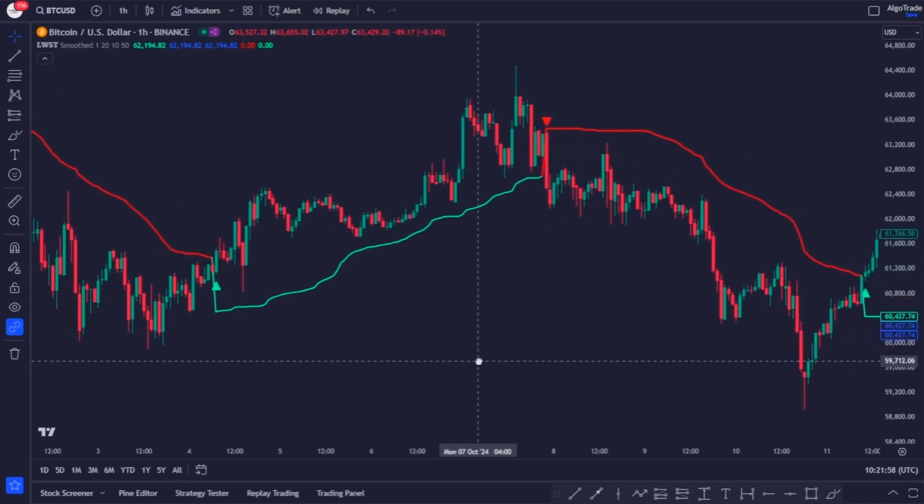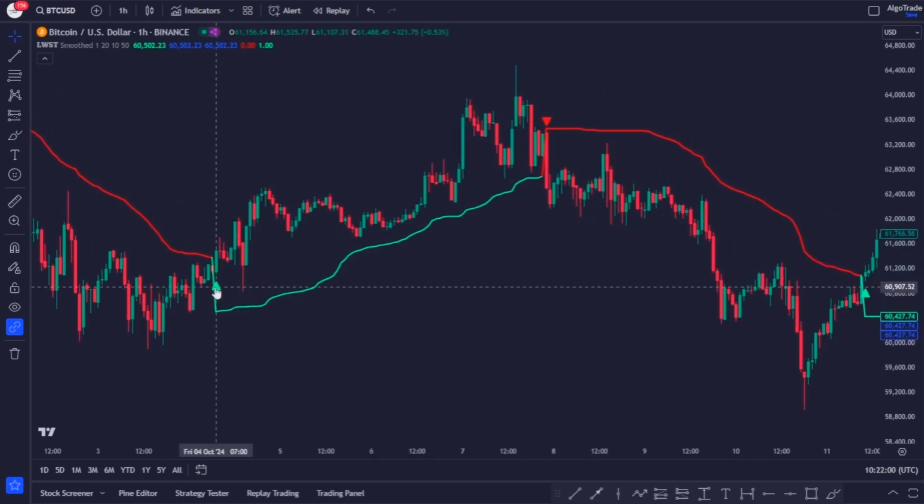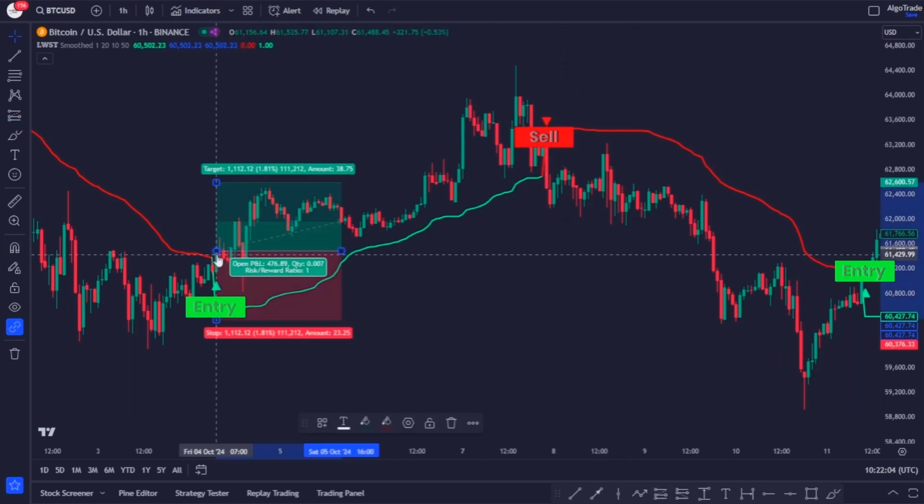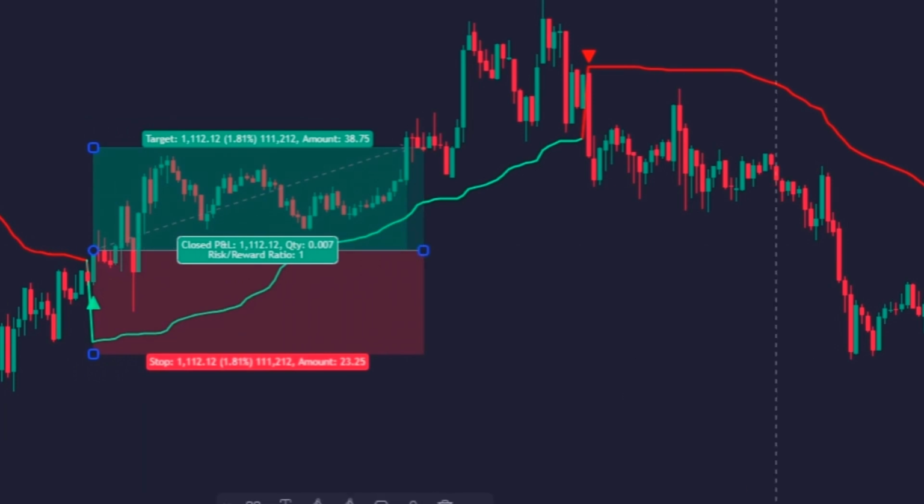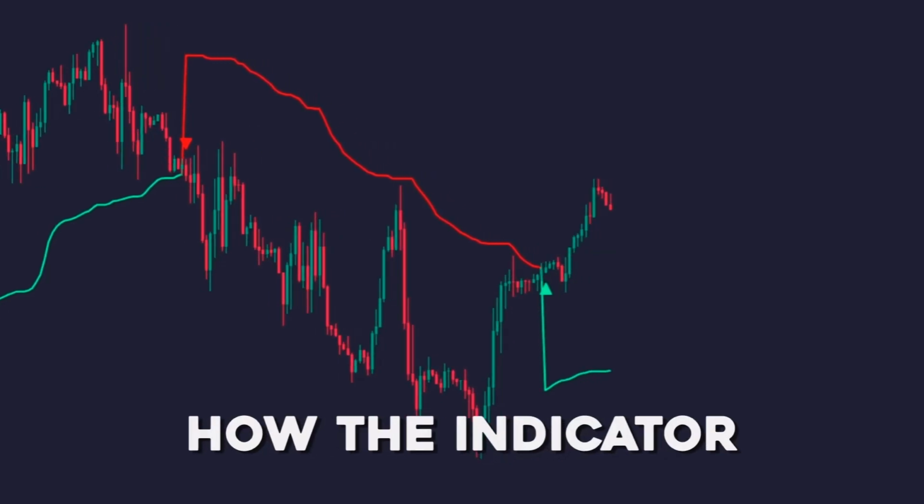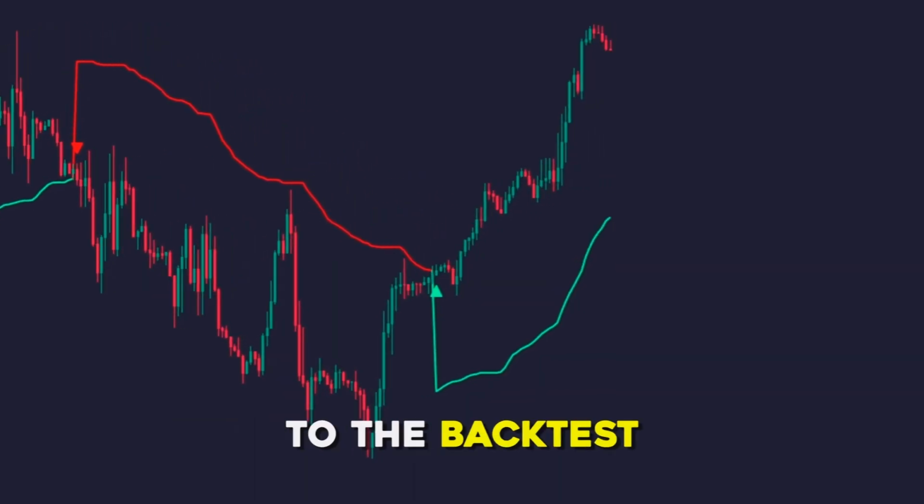This chart indicator is very simple to use because it displays the buy and sell signals directly on your charts, with these green and red arrows, which are quite precise as you can see. Now that we understand how the indicator works, let's move on to the backtest.